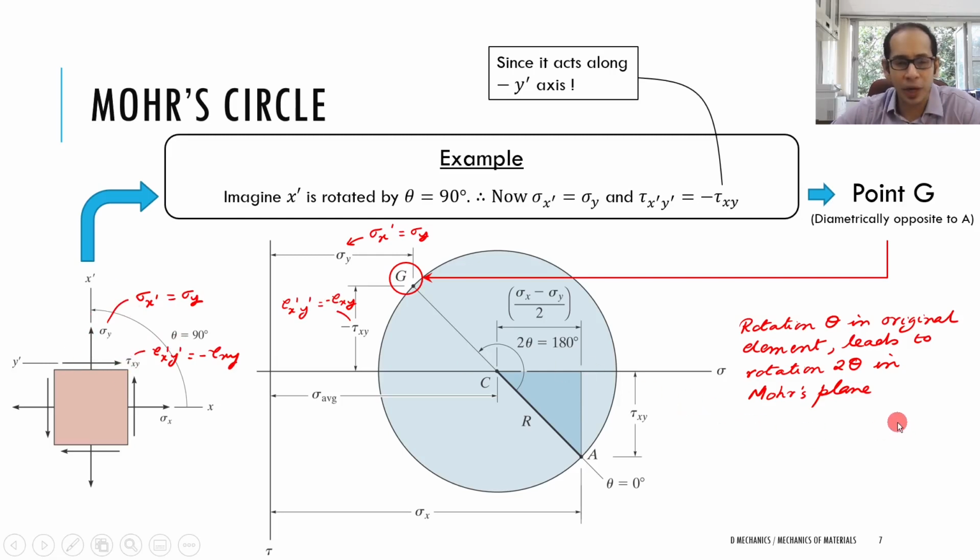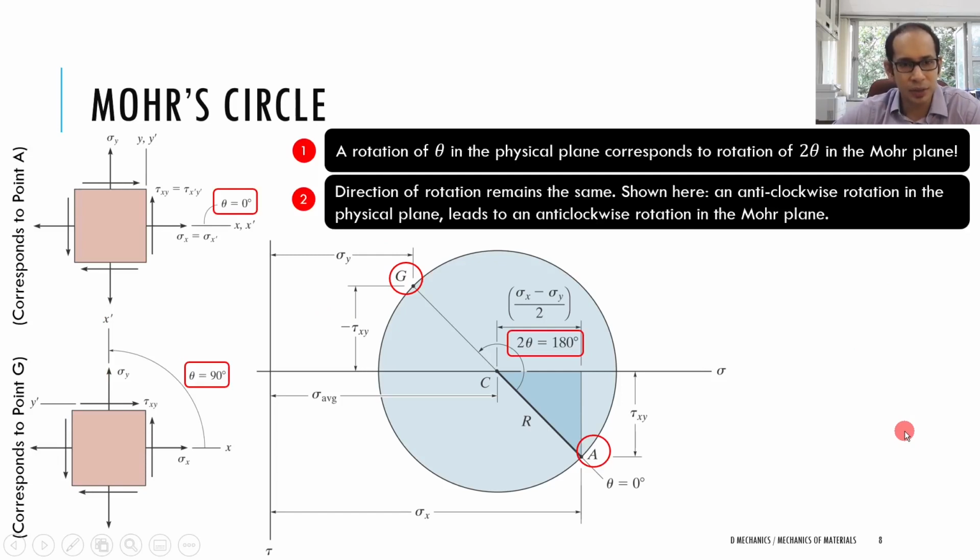Okay, so let's go ahead and take a look at a few other things in the Mohr circle. This is what the first point is, what we just wrote. So this shows the two points which are there. This one corresponds to the point A, where x prime was coincidental with the x-axis, and this point corresponds to the point G where you have rotated this one by an angle of 90 degrees. So these are the very important points. A rotation theta in the physical plane corresponds to a rotation of 2 theta in the Mohr plane, right?